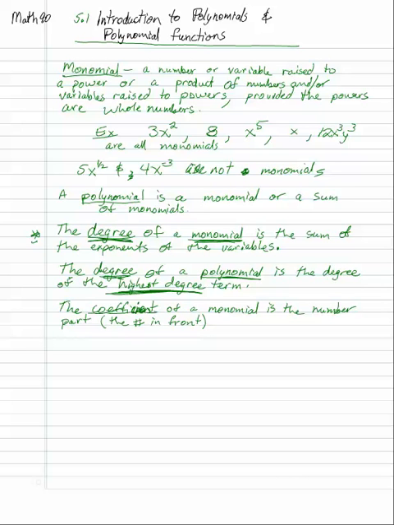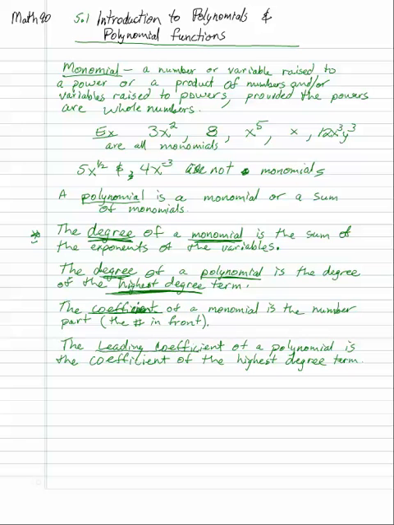Get through all these definitions. The coefficient of a monomial is the number part, or the number in front, if you want to think of it that way. And the leading coefficient of a polynomial is the coefficient of the highest degree term. The reason we say that is because normally we put things in descending order, so you put the highest degree term first, and the coefficient of that term would be the leading coefficient. So when we talk about leading coefficient, we're usually saying that you're going to put it in descending order, and whether it is or not, it doesn't matter. The leading coefficient is the coefficient of the highest degree term.